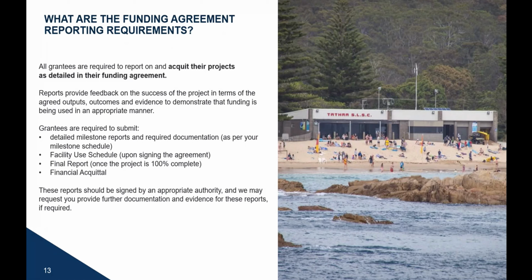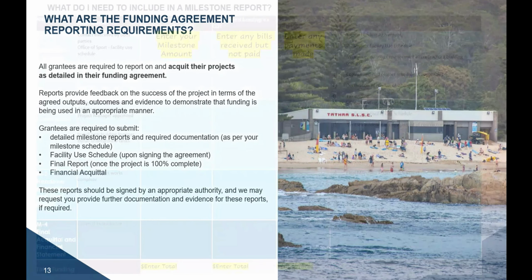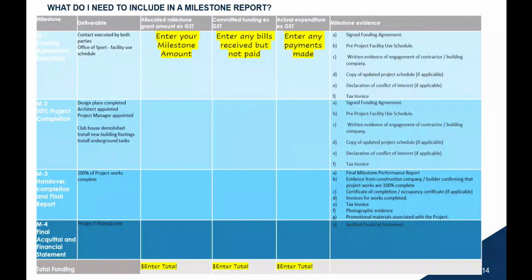Okay, have a look at the performance report. It reads from left to right. I've coloured each milestone in different shades of blue to differentiate them. We'll populate the milestones, deliverables, and milestone evidence. What you need to do is enter your allocated milestone amount, and that's in your funding agreement.